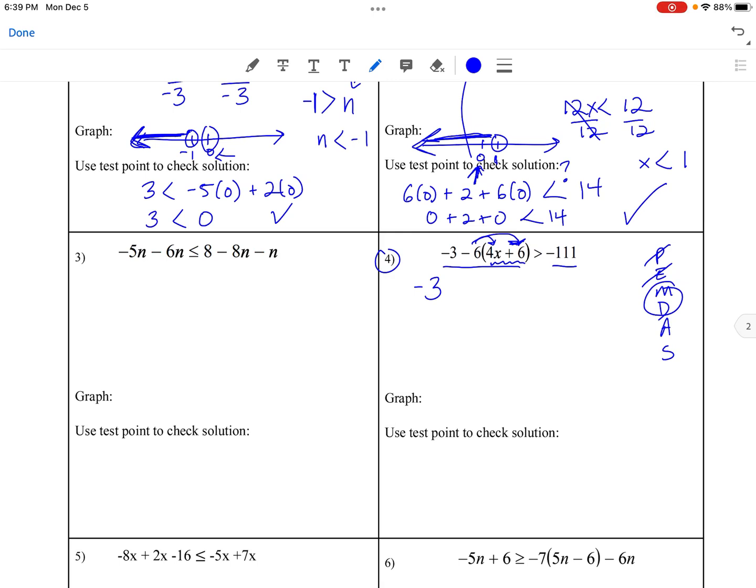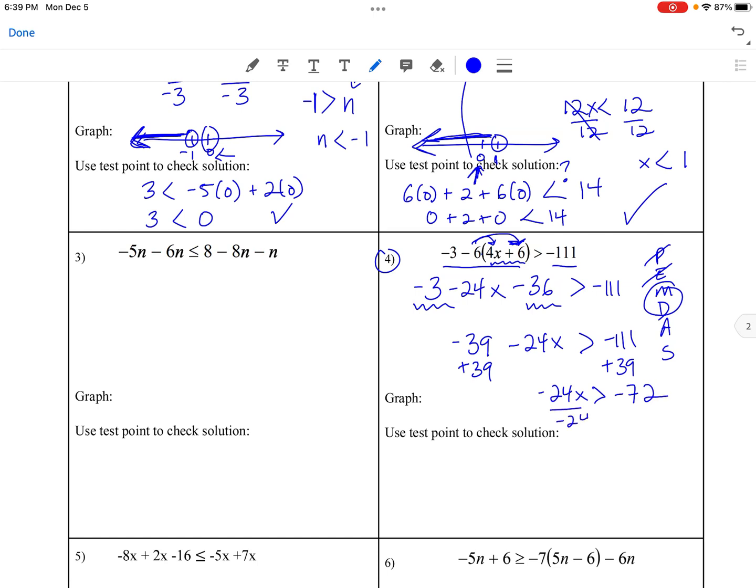We're going to do the multiplication. Then we're going to multiply -6 times 4x is -24x. Negative 6 times 6 is minus 36, is greater than negative 111. Okay, combining like terms, so I'm going to combine my integers. I get negative 39 minus 24x is greater than negative 111. Add 39 to both sides, 24x greater than negative 72.